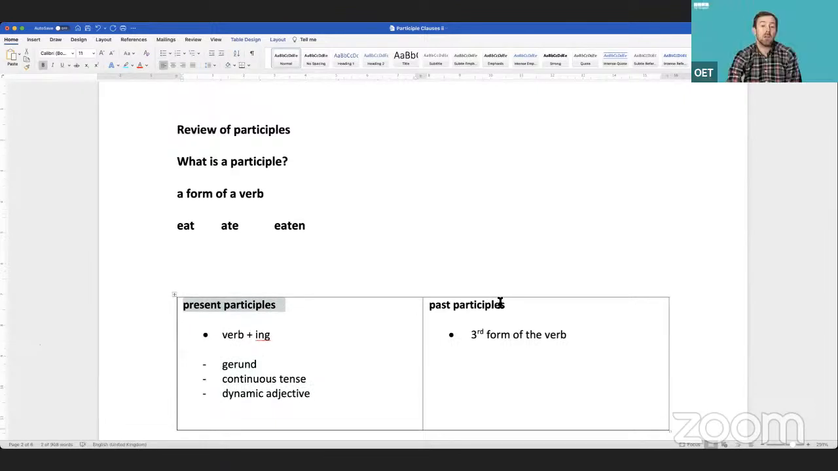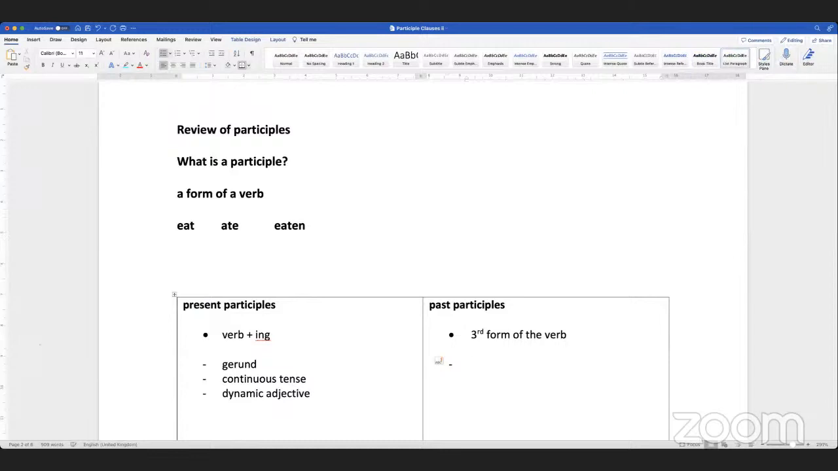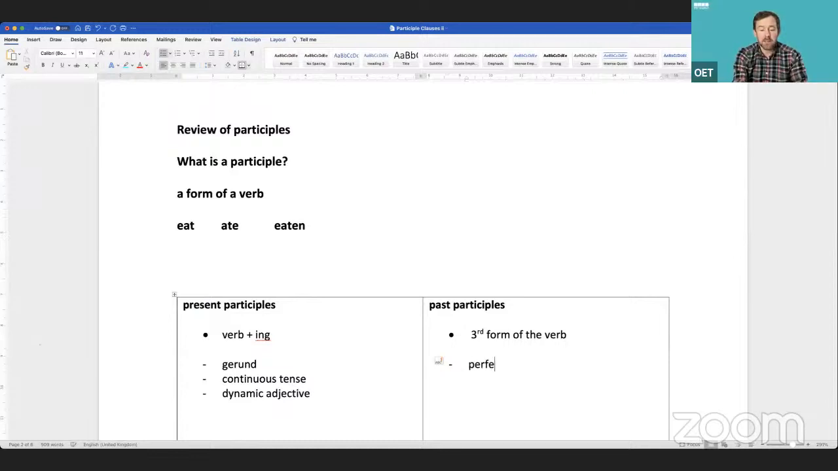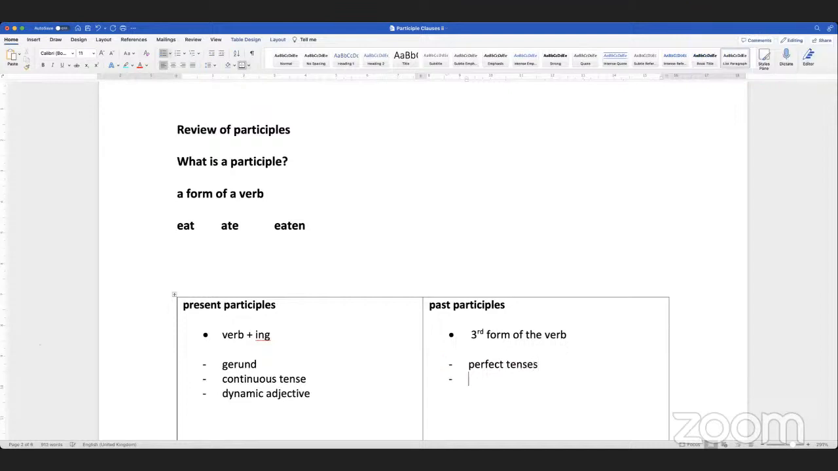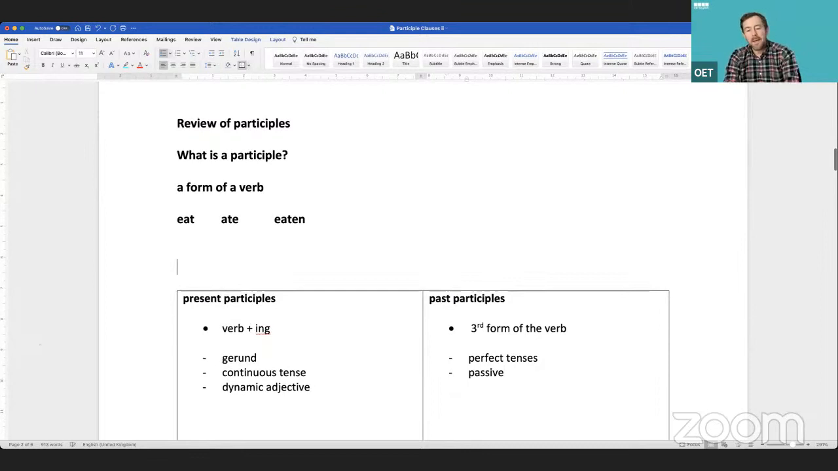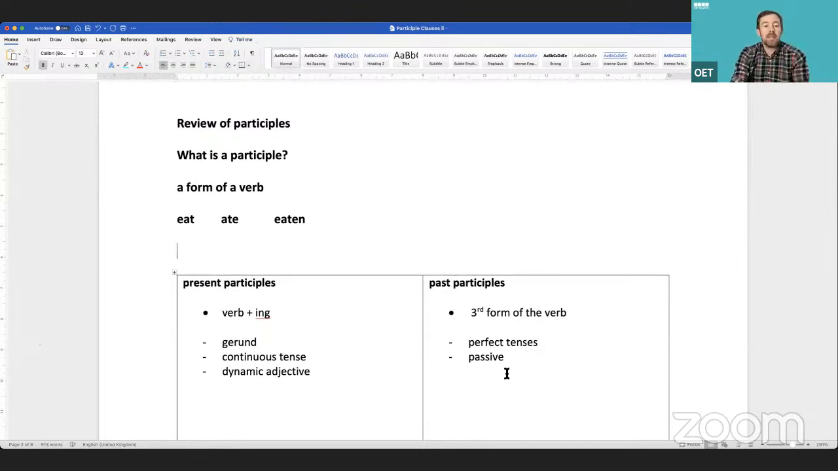Past participles are the third form of the verb. So what do past participles get used for? They get used in the perfect tenses, don't they? Yeah, and all of them get used in the passive. So what I'm here to tell you is that when we make some participle clauses, we use sometimes present participles and other times past participles.